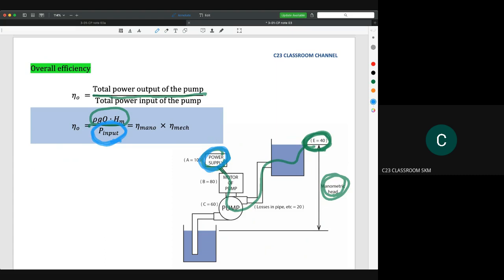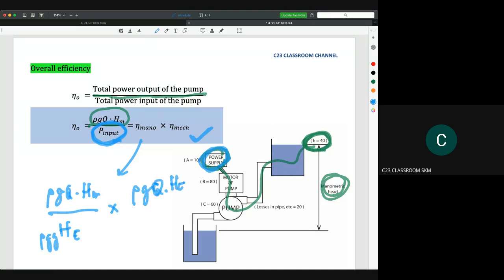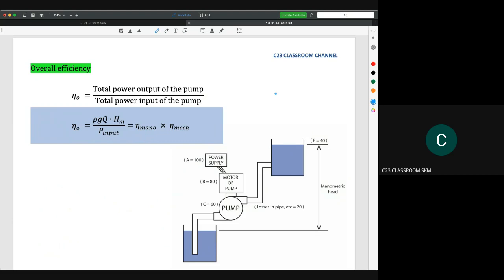And sometimes you could calculate this by using this equation. If you see the equation, the manometric efficiency is rho g Q H_m divided by rho g Q Euler head, and then you multiply with the mechanical efficiency, rho g Q Euler head divided by power input. So you could cancel off that parameter, and you could get the overall efficiency. Okay, I hope you could understand this idea, because this is very important in the exam.